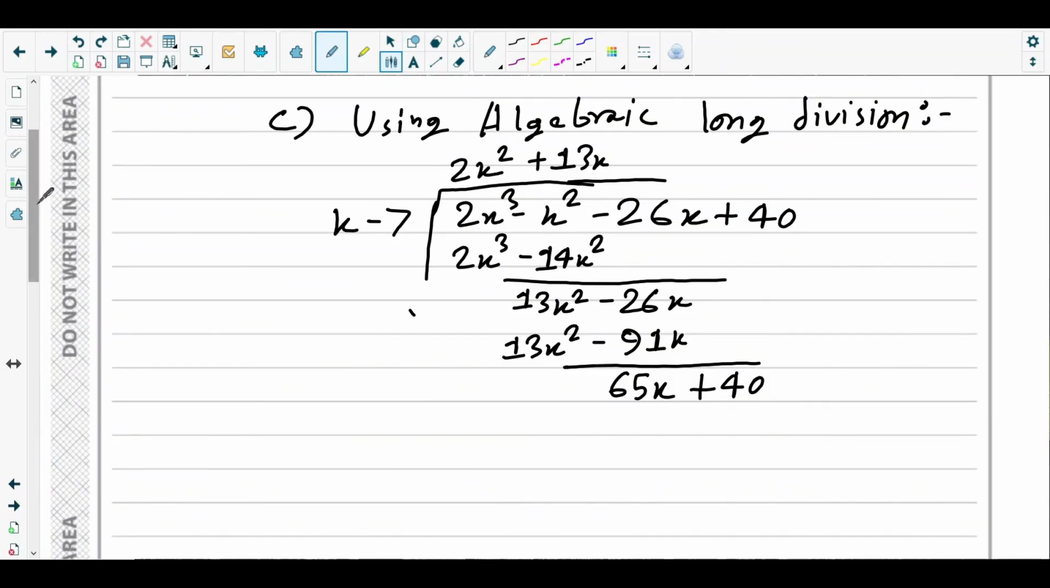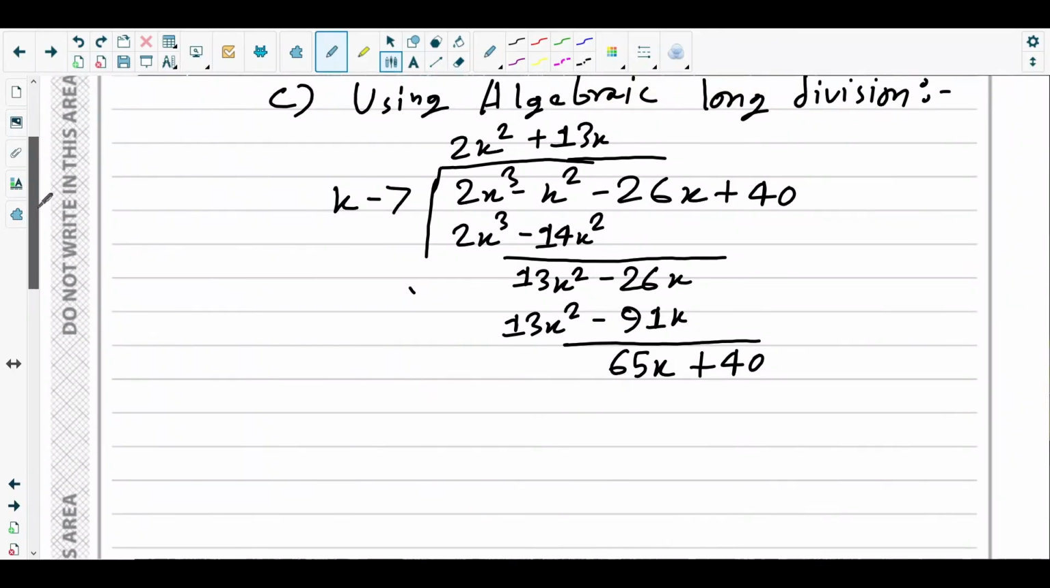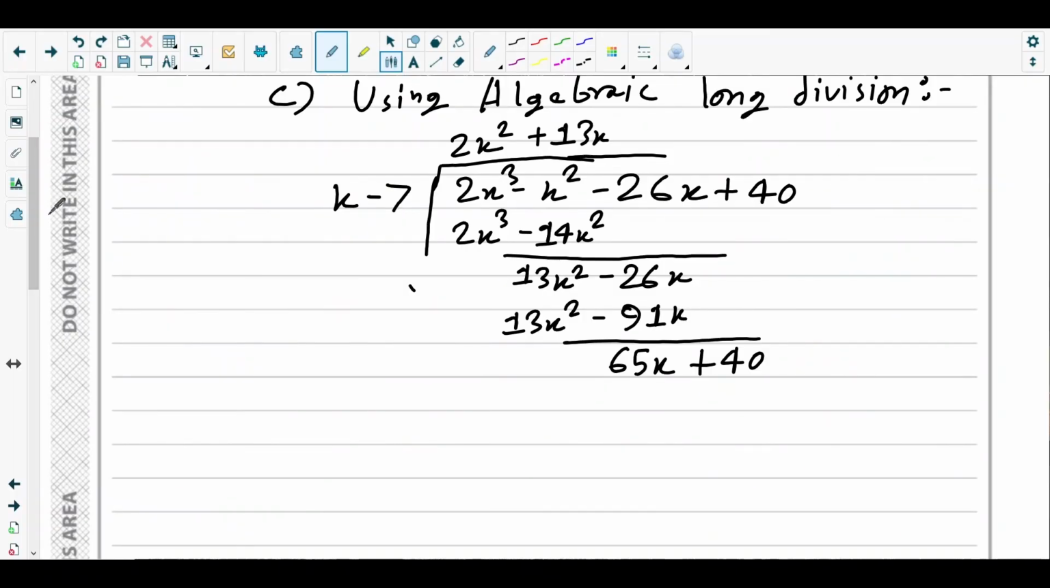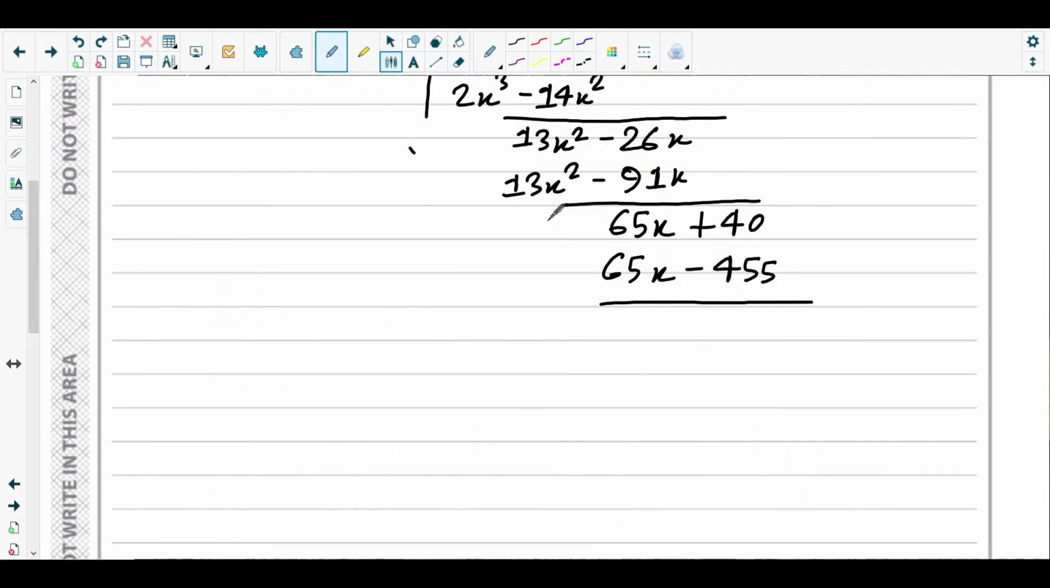So 65x plus 40, what do we need to multiply here? We need to multiply by 65, isn't it? So plus 65. Okay, so if you do so, what will you get here? 65x minus 7 times 65. This is 455. Okay, 455, and then we get the remainder, 40 plus 455. This is 495. So we got the remainder.